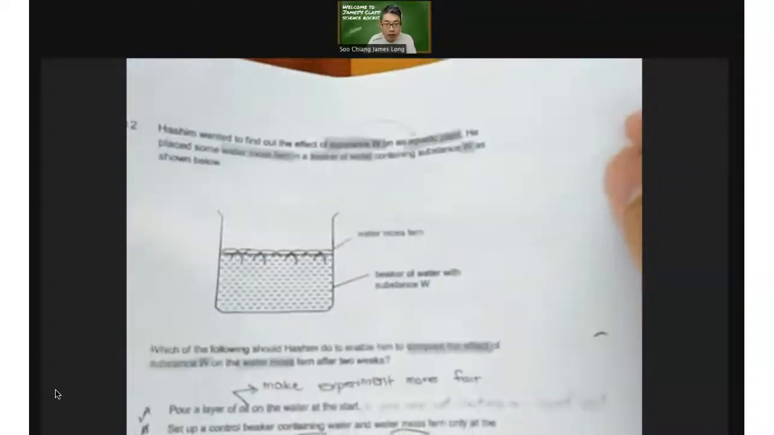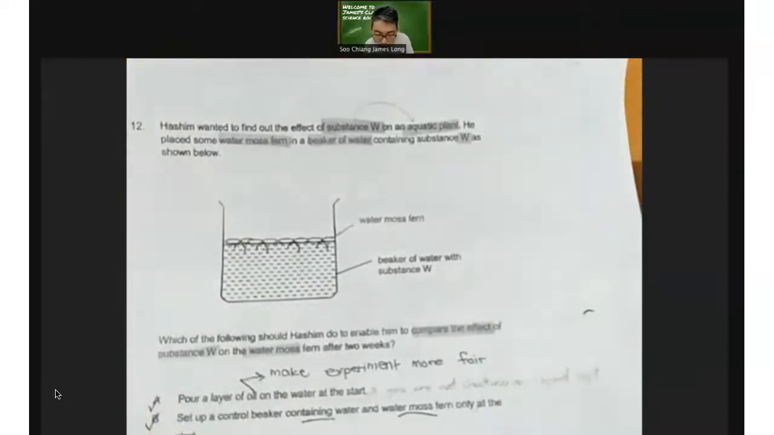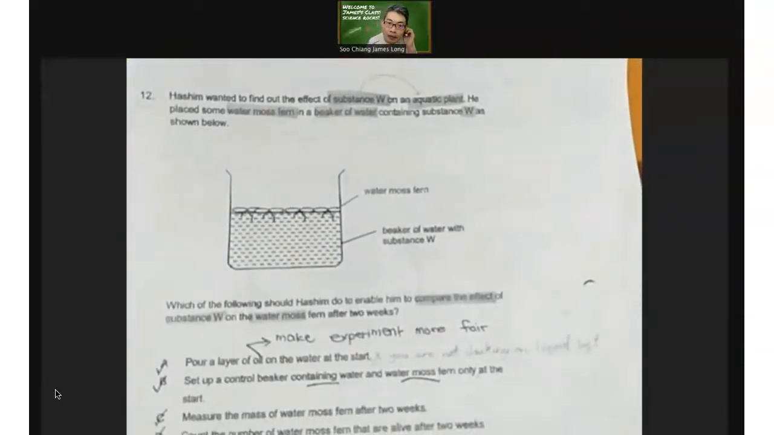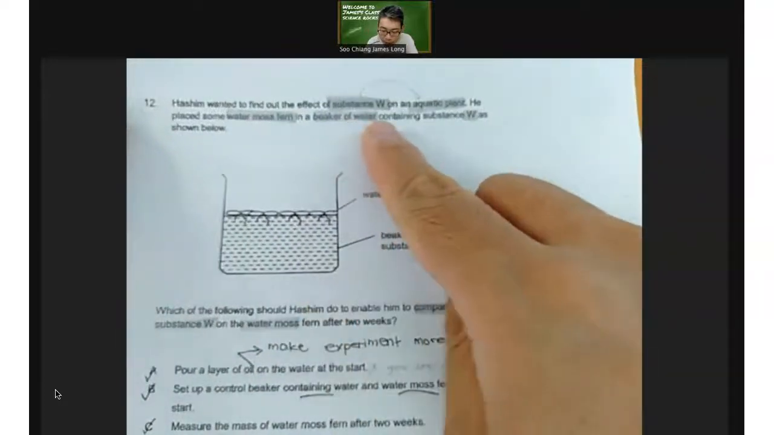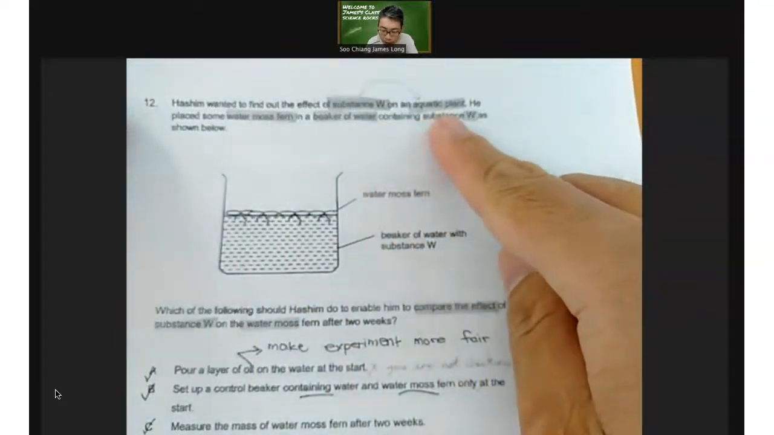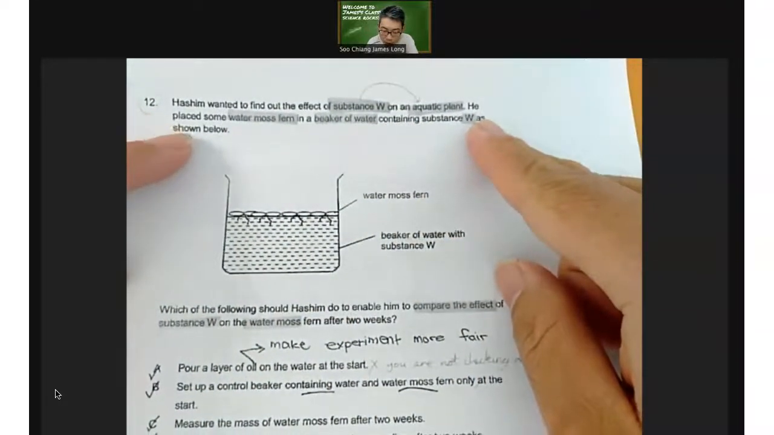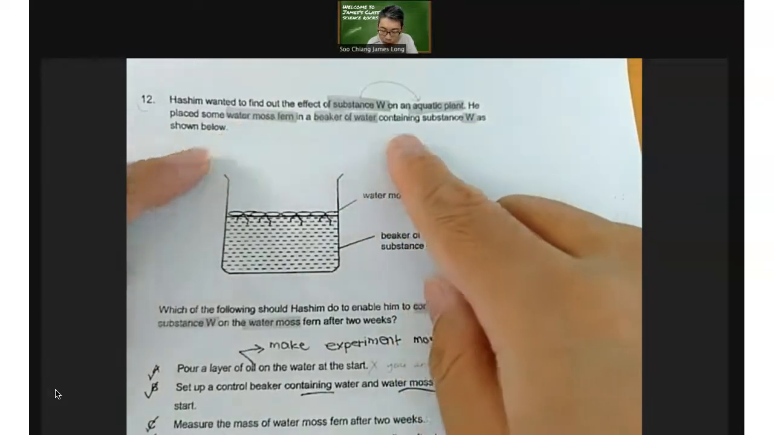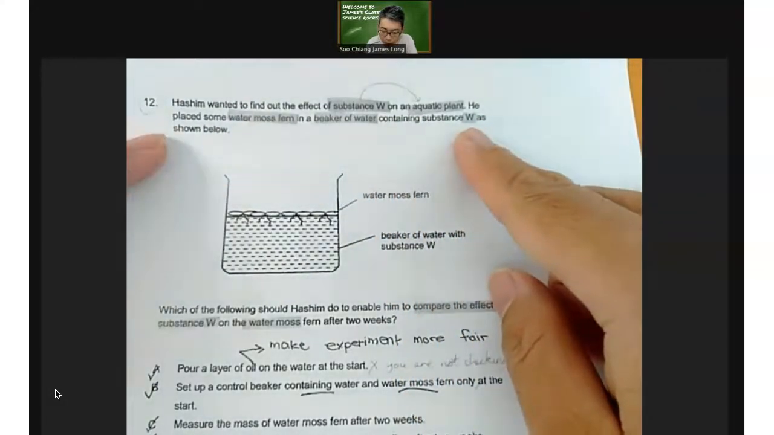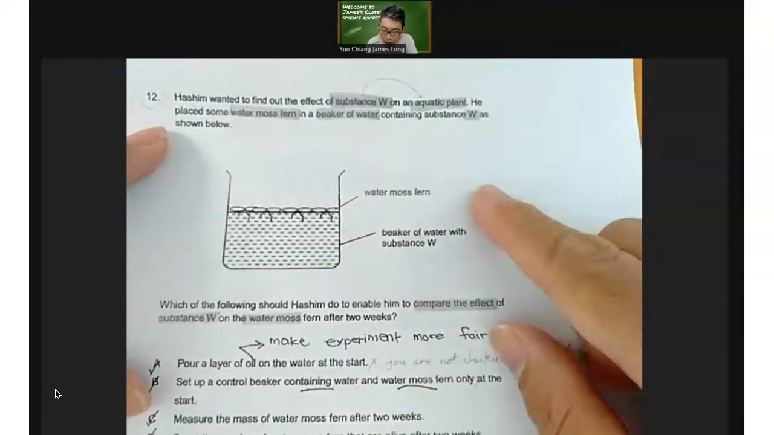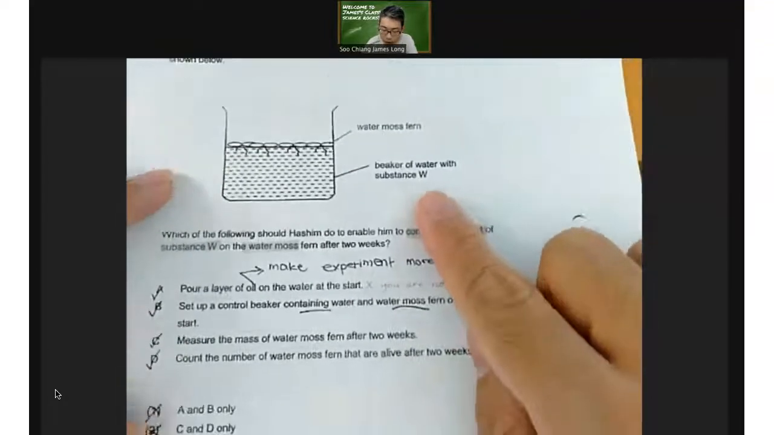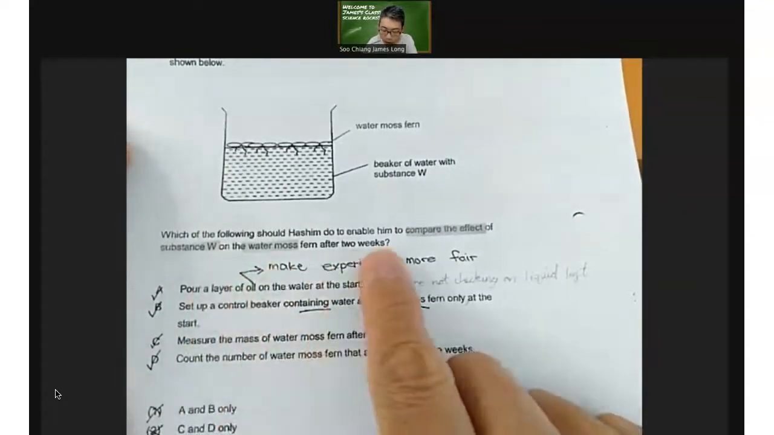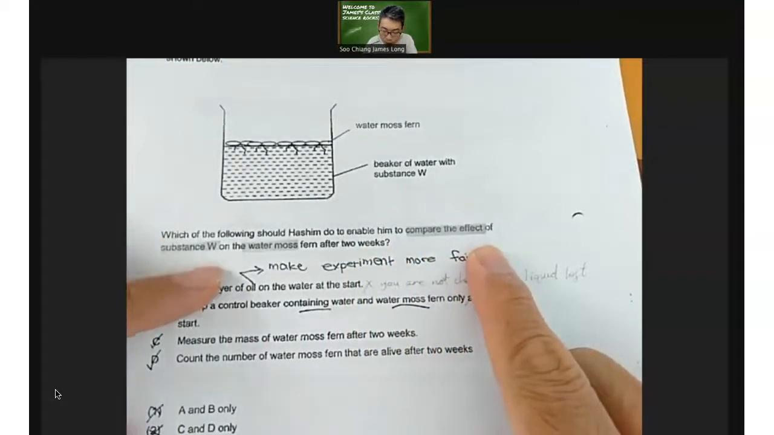Alright. Now next one, let's look at this. This is somebody who made a PDF of this and sent it to me by email. The quality is okay. Hashim wanted to find out the effect of substance W on an aquatic plant. He placed some water moss fern in a beaker of water containing the substance W as shown. So what is substance W? I do not know. Water moss is a floating plant. What should Hashim do to enable him to compare the effect of substance W on the water moss after 2 weeks?